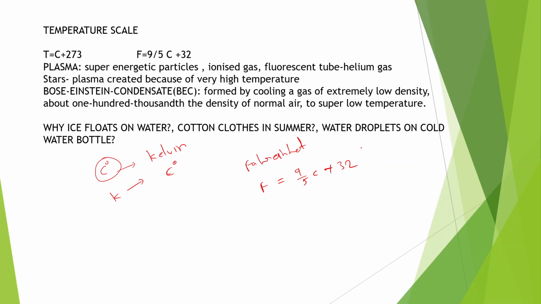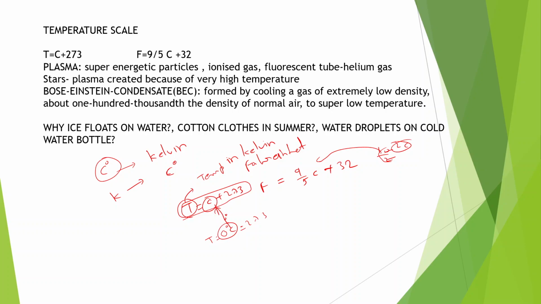9/5. If it were 10/5, it would become 2C. But I am telling this just for remembering purposes. 9/5 of C plus 32. And T is equal to C plus 273. This capital T stands for temperature in Kelvin, and C stands for temperature in degrees Celsius. T equals C plus 273. At 0 degrees Celsius, the temperature will be 273 Kelvin, because C equals 0. At 100 degrees Celsius, it is 373 Kelvin.